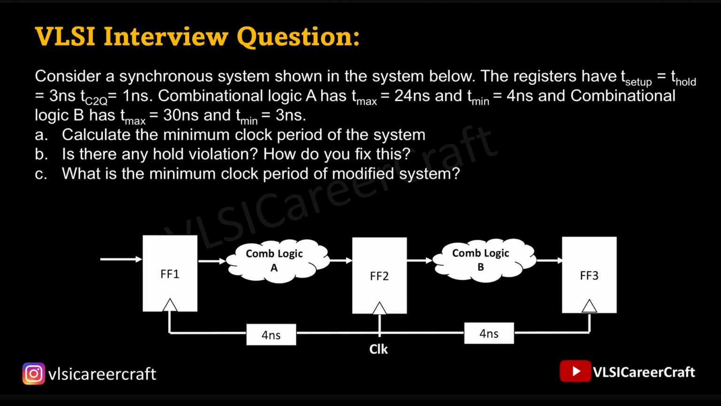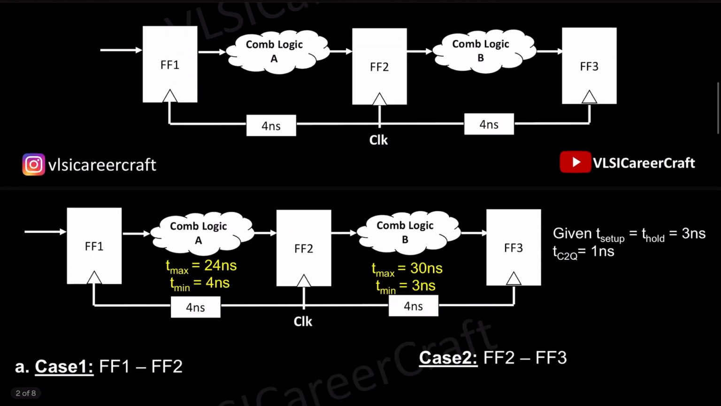If you observe in this question, the clock is coming to flip-flop 2 and then going to flip-flops 1 and 3 with a delay of 4 nanosecond. Based on this, we need to calculate the clock skews for both the paths and then get into the question. So let's calculate the clock skews first.